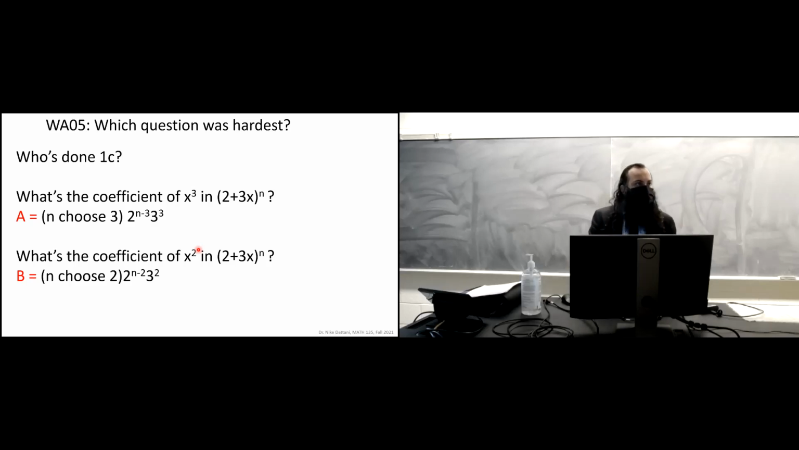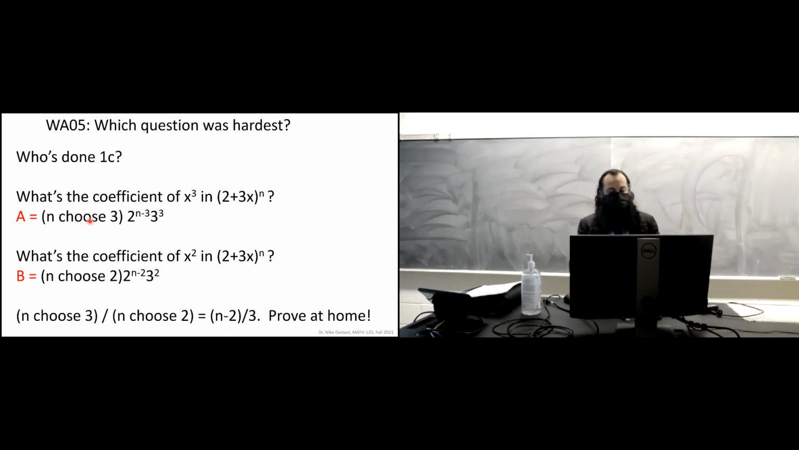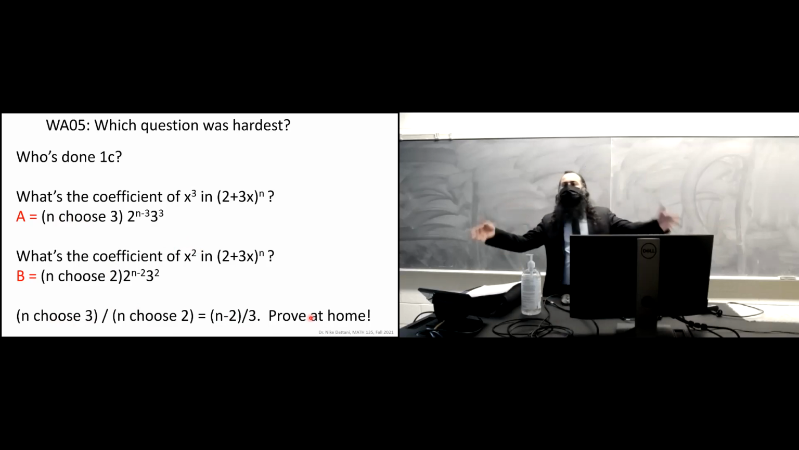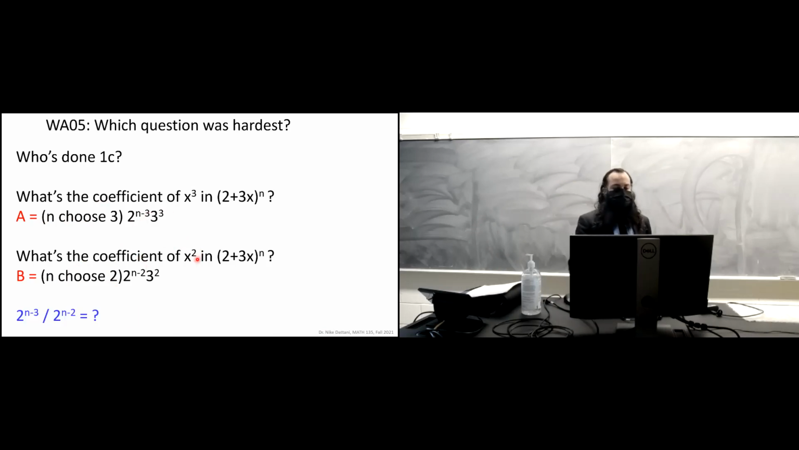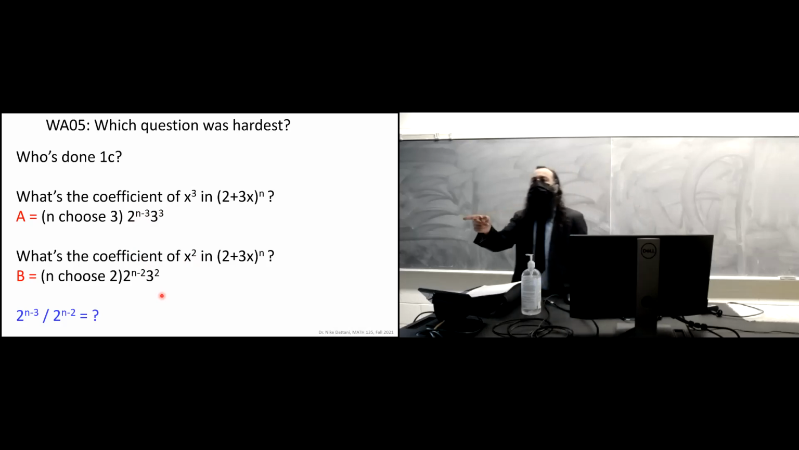Grayson: n minus 2 factorial times 2 factorial over n minus 3 factorial times 3 factorial. Yeah. So you write n choose 3 and n choose 2 in terms of the factorials, and you divide them. In the end, I'm going to save you some time here. n choose 3 divided by n choose 2 is equal to n minus 2 over 3. Prove that at home. I'm just giving you that step. Now, 2 to the n minus 3 divided by 2 to the n minus 2, what's that equal to? Quickly, yell it out.